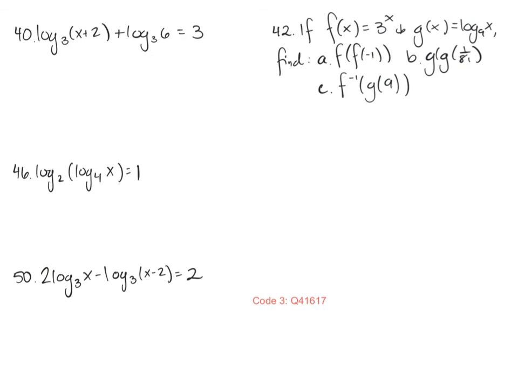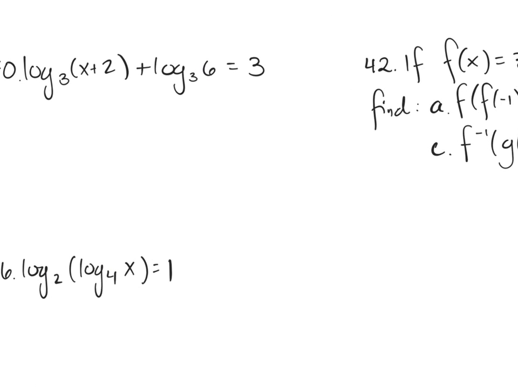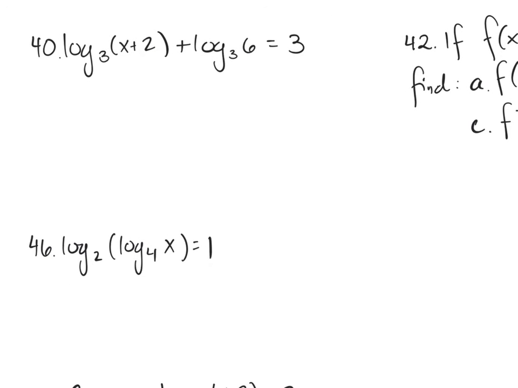Okay, now let's look at 40. 40 says log base 3 of x plus 2 plus log base 3 of 6 is equal to 3. So I'm going to use the first law of logs to combine the two logarithms on the left side, and then I'm going to rewrite this into exponential form.